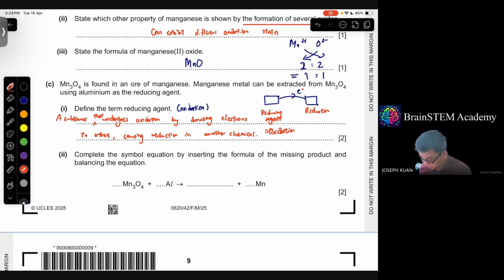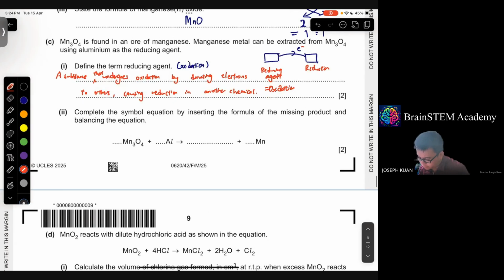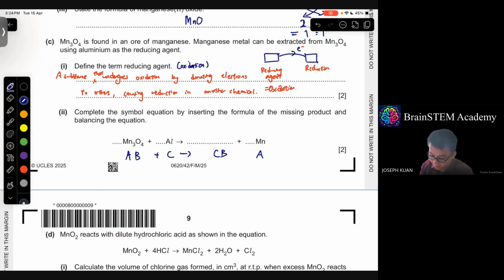Okay, next, complete the symbol equation by inserting the formula of the missing product and balancing the equation. So if you notice, it's following this format: AB plus C becomes A, and you should expect this to be a CB format. This is actually a signature displacement reaction. So we should get aluminium oxide, which is a fixed ratio, Al2O3. How do we find that? Aluminium is group 3, so forms +3. Oxygen is group 6, so forms -2. That forms a 2:3 ratio.